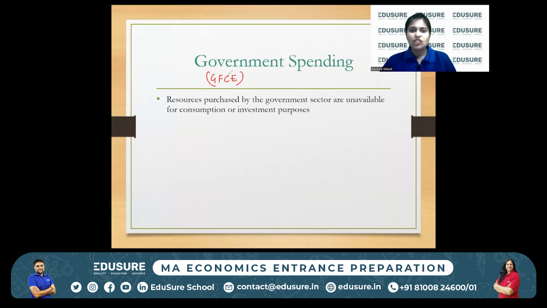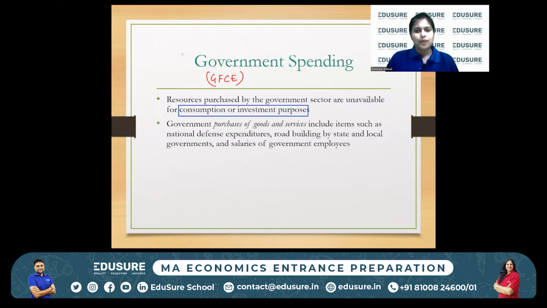Government spending. So this is part of government final consumption expenditure. Okay, so this is again consumption expenditure and not investment. Resources which are purchased by the government are unavailable for consumption or investment. What does government purchase of goods and services include? Let's see that. Government purchases of goods and services include things such as defense. Government spends on defense, that's included. Roads built by state and local government, salaries of government employees. All of that is included in government consumption expenditure.